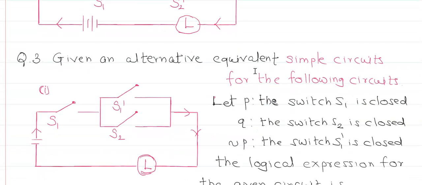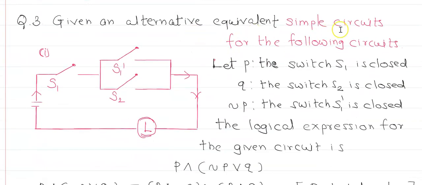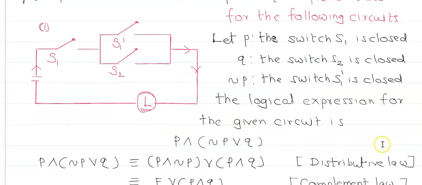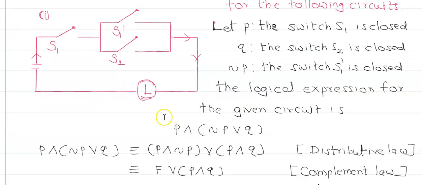Now the next is: give an alternative equivalent simple circuit for the following circuit. Again the regular terms have the regular meaning: P, the switch S1 is closed; Q, the switch S2 is closed. Now see this is the circuit diagram. It's very simple. S1 is in series with S1 dash, which is parallel to S2. Therefore we will write here the logical statement pattern. The logical expression for the given circuit is P and negation of P or Q.